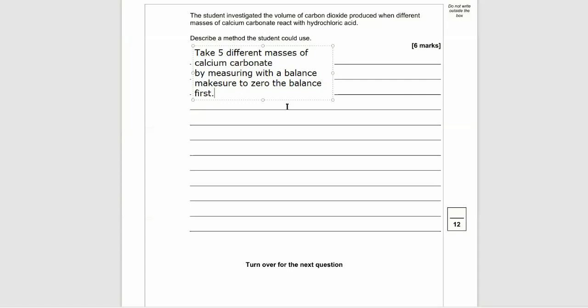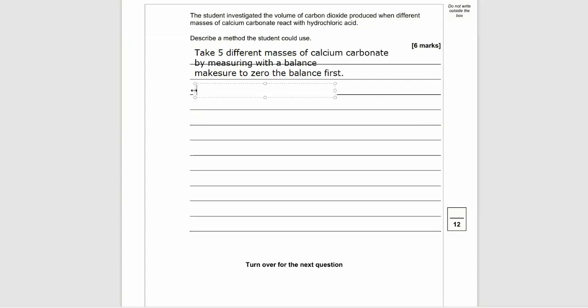Now, you're going to want to use the measuring cylinder to measure out your hydrochloric acid. Now, when I'm in an exam, I like to give a number. So I'll say like, oh, measure out 20 centimeter cubed of hydrochloric acid. Or you could just say measure out the same volume of hydrochloric acid each time. But it's kind of cool if you give them the number. It makes it easier.